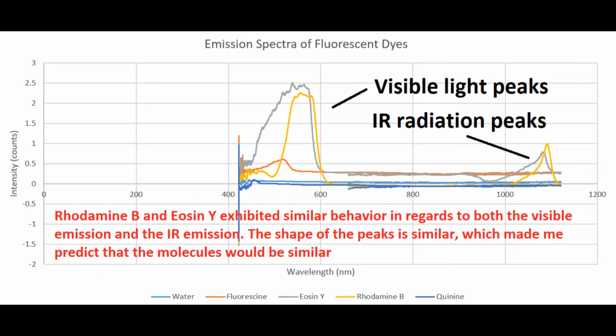Here are the results for the emission spectra of fluorescent dyes. We have each dye color coded differently here, and we can see that the ones that stick out the most are the rhodamine B and the eosin Y. Both of those have a peak in the visible range and a peak in the IR range. And the shapes of the peaks are very similar, and that made me think that there might be similarities between the molecules that should be looked at.